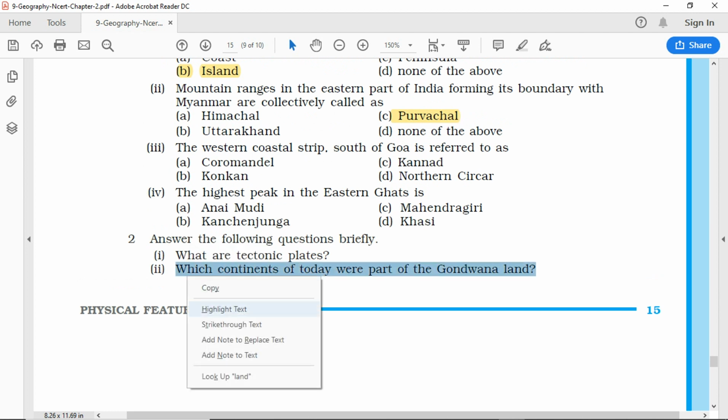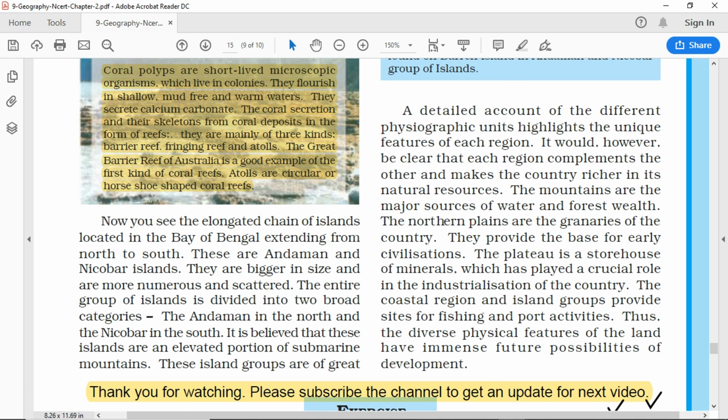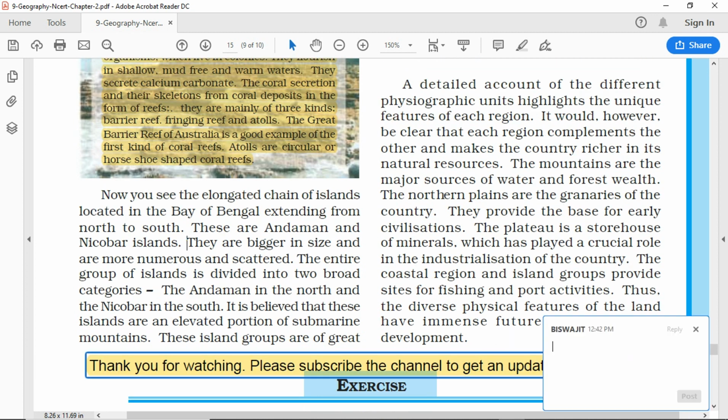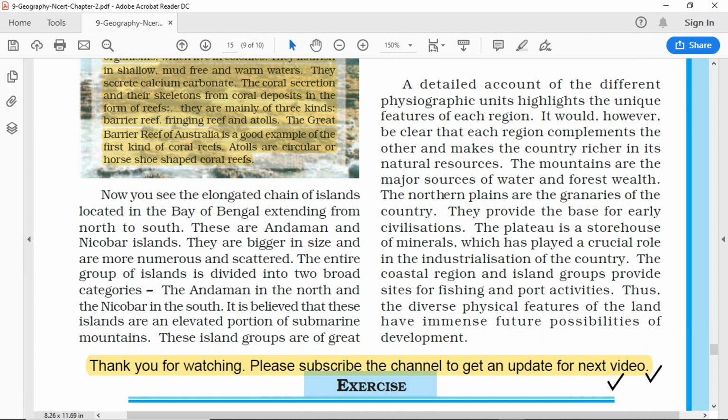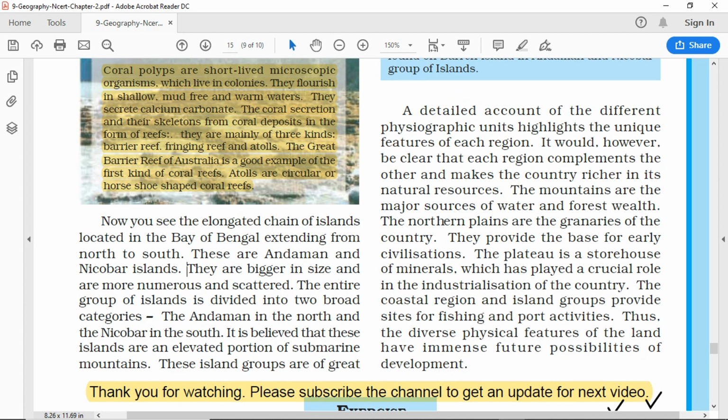Now you see the elongated chain of islands, located in the Bay of Bengal extending from north to south. These are Andaman and Nicobar Islands. They are bigger in size and are more numerous and scattered. The entire group of islands is divided into two broad categories: the Andaman in the north and the Nicobar in the south. It is believed that these islands are an elevated portion of submarine mountains. These island groups are of great strategic importance. India's only active volcano is found on Barren Island in the Andaman and Nicobar group of islands.